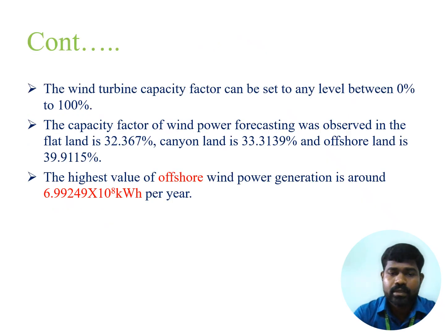Next, the highest value of power generation for offshore land is around 6.9923 into 10 power 8 kilowatt hours per year.